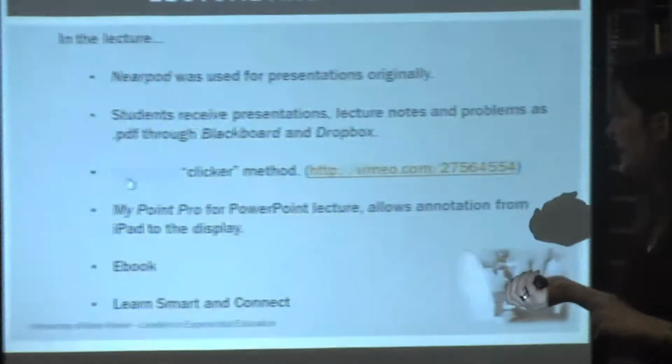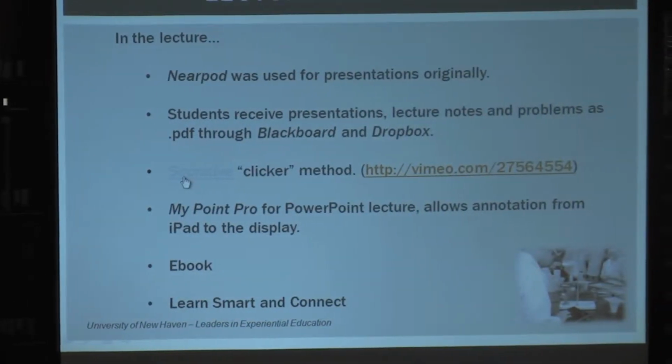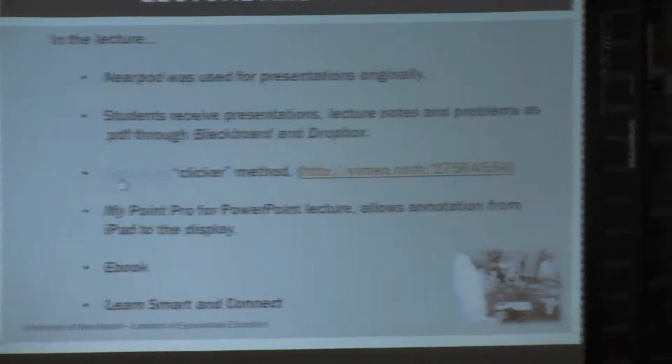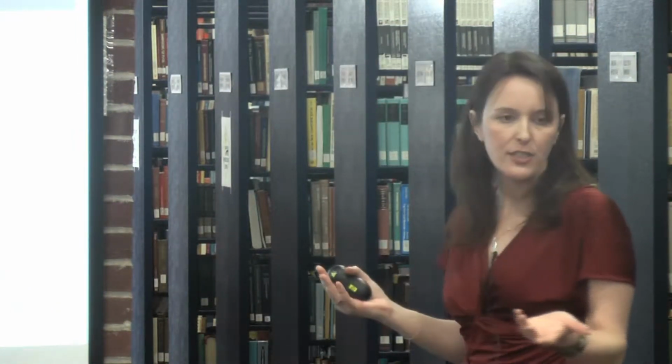We also had them use an ebook and the Learn Smart and Connect. So the ebook was the same book that the general chemistry class used anyway. It's just on their iPads instead. Learn Smart and Connect is offered by the publisher. It's an online homework system. And the general population uses it on the computer. This particular class used it on their iPads.